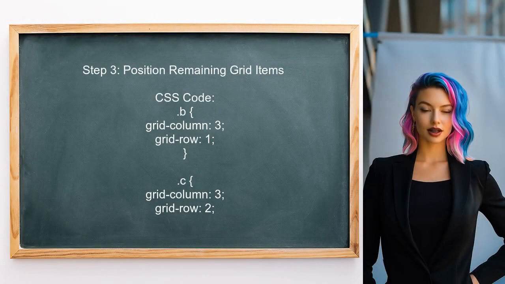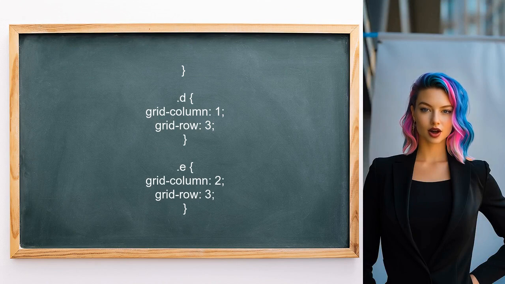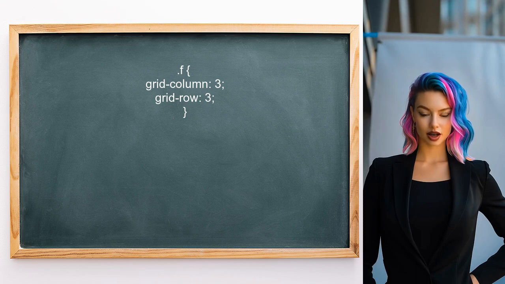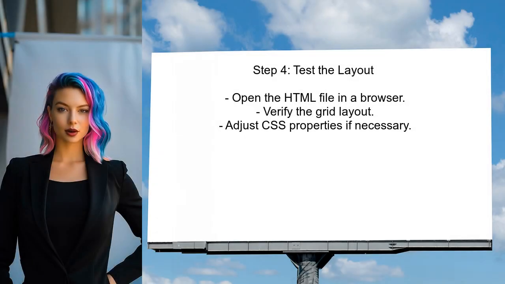After that, the user should ensure that the other grid items are positioned correctly. They can simply define the remaining items without needing to specify unique classes for each. Finally, the user should test the layout in a browser to ensure that the grid displays as intended. They can adjust the grid properties as needed to achieve the desired design.